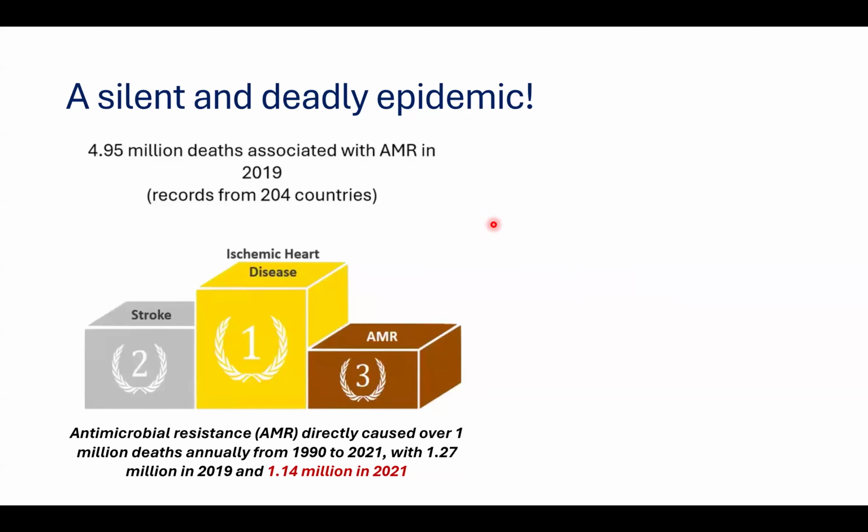silent epidemic. So for example, in 2019 alone, around 5 million deaths occurred because of antimicrobial resistance alone. This is only third to ischemic heart disease and stroke. So much more than cancer, more than neonatal conditions. Antimicrobial resistance is now ranked third.